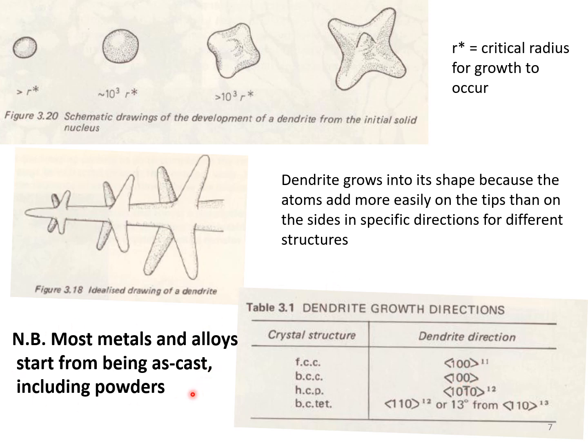And why we're interested in dendrites is that most metals and alloys start from being as cast. Even powders come from the as cast state. So it's worthwhile knowing what's going on in the as cast situation.